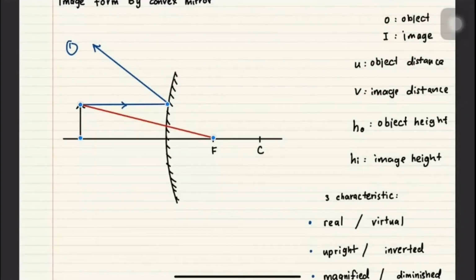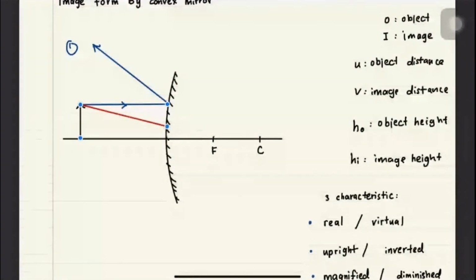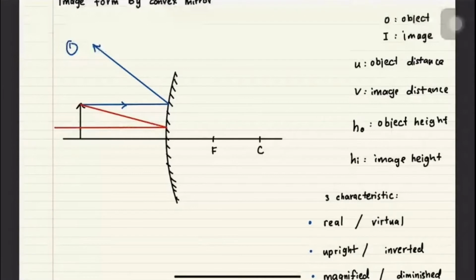Go to F, but then it is being reflected on the surface. Okay, and when it is being reflected, it is parallel to the principal axis, like that. Okay, if you draw these two, you can see that these 2 rays are diverging. So it makes sense because this one is a convex mirror. Okay, the properties of a convex mirror, this one is the back of a wok, right? So this one is diverging.